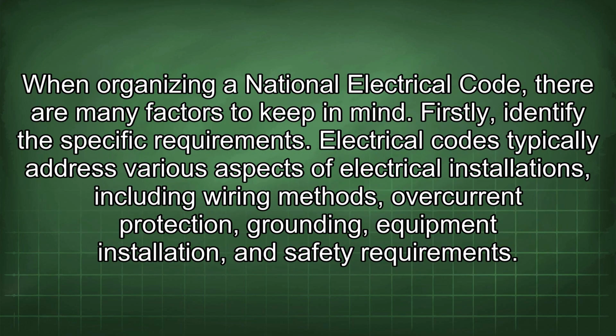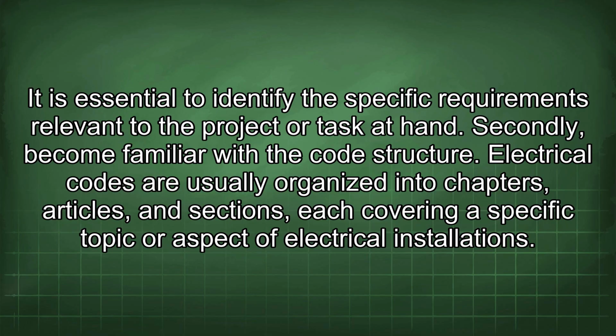When organizing a National Electrical Code, there are many factors to keep in mind. Firstly, identify the specific requirements. Electrical codes typically address various aspects of electrical installations, including wiring methods, overcurrent protection, grounding, equipment installation, and safety requirements. It is essential to identify the specific requirements relevant to the project or task at hand.